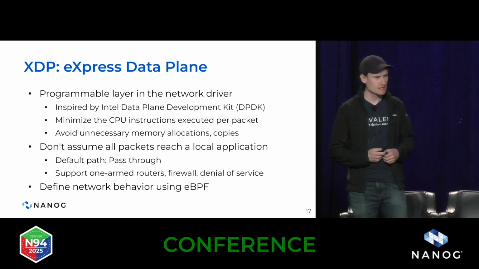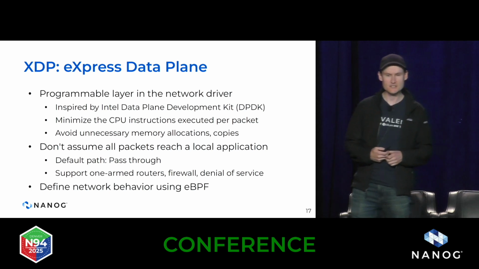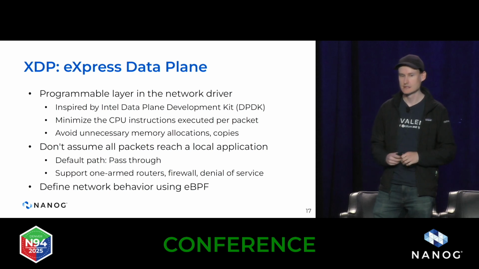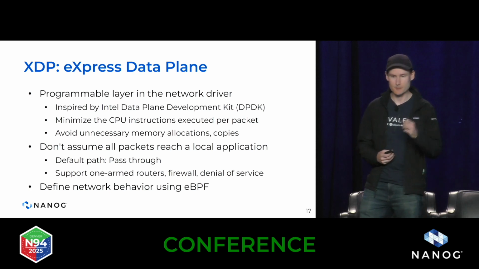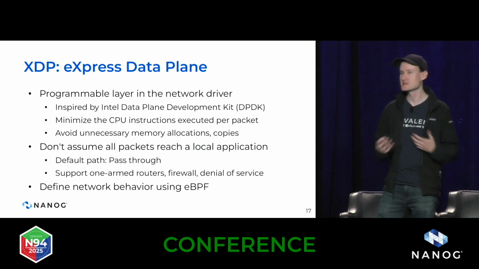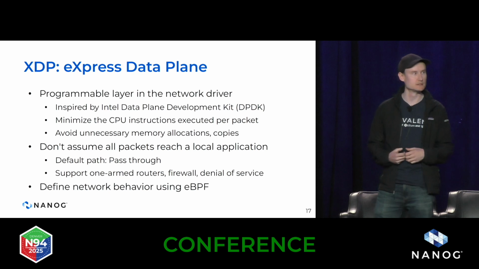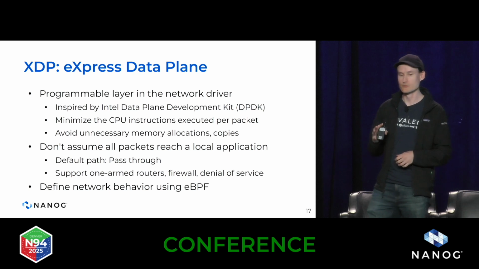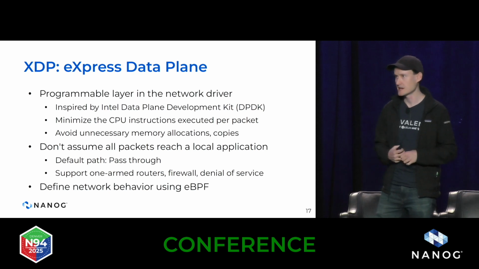So I mentioned XDP. XDP, what is it? So this is a programmable layer close to the NIC inside the host. And it's inspired by DPDK to try to minimize the number of instructions that a CPU has to actually execute in order to handle forwarding and routing and so on the host. It also aims to avoid unnecessary memory allocations.